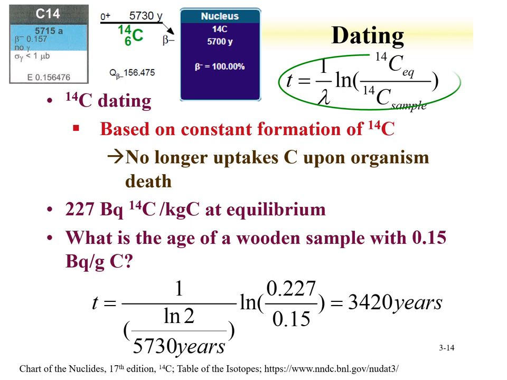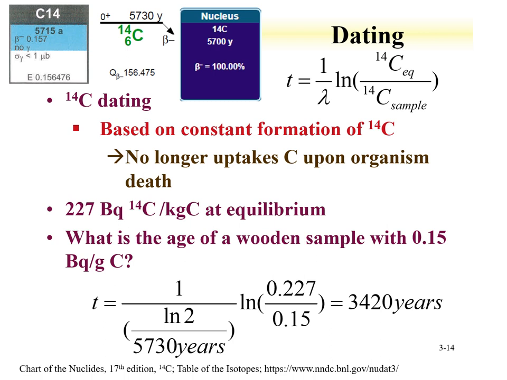And what's the age? There's a wooden sample that's been found. It now has 0.15 becquerel per gram. This is 227 becquerel per kilogram. So we need to make it per gram. So it's 0.227 becquerel per gram.